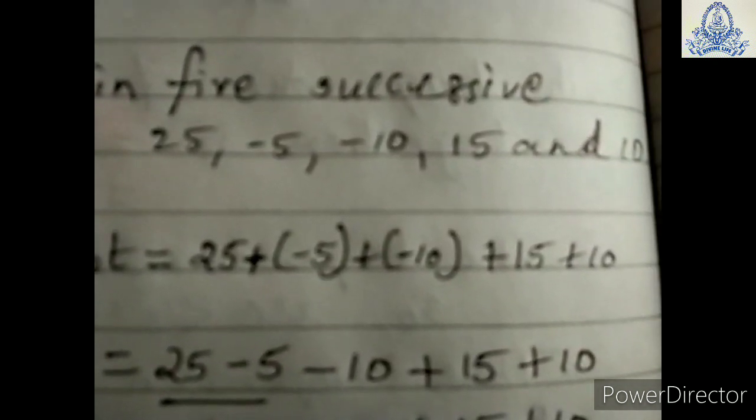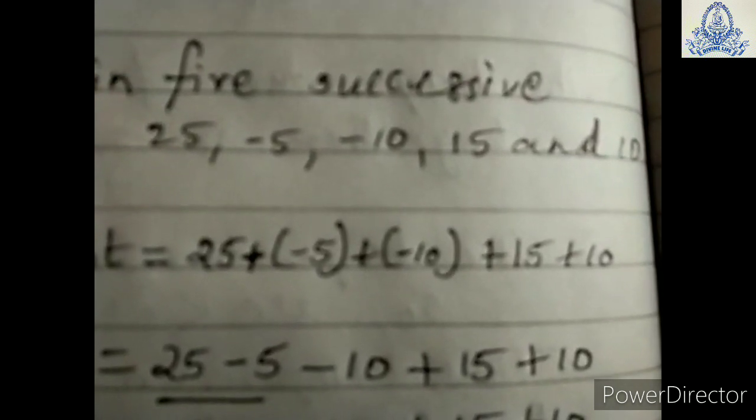We have to add all these numbers, whatever marks he got in each and every round. So we are putting a plus sign in between all the 5 successive marks. After writing this, we have to open the brackets. For that we will arrange the plus and minus signs according to our law. Plus minus will become minus, as we have known. So it is 25 minus 5, plus minus is minus, so minus 10, then plus 15 and plus 10.